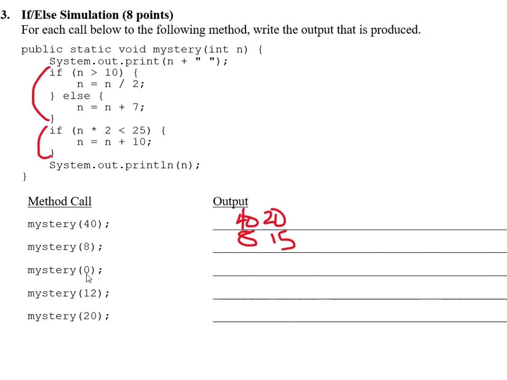Let's do the next one, the parameter. For the next one, the argument is 0. And the first thing that happens is we'll print out a 0 followed by a space. Is 0 greater than 10? That's false, so we'll do the else part. And in the else part, we're adding 7 to that, and it's going to become 7. We're done with the else. We come into the next statement, which is an if. 7 times 2 is 14. That is less than 25. So let's turn around and modify n again by adding 10 to n. And we're done with that if, and it prints out 17.